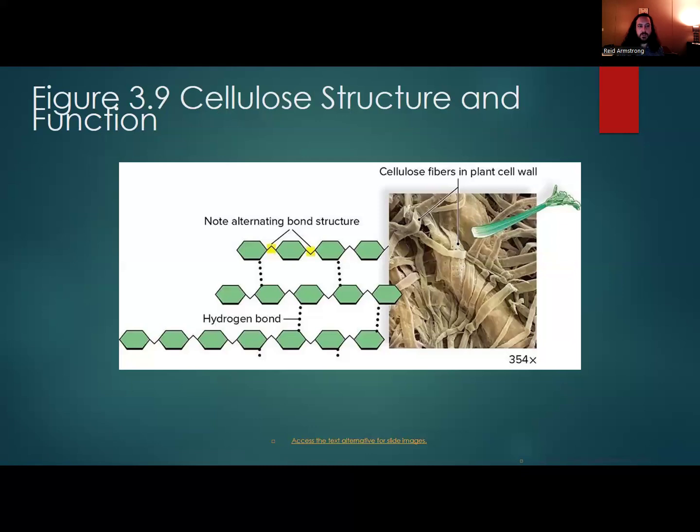And there are just some pictures of cellulose fibers with alternating bonds that make them a little bit stronger and harder to break. Very neat, I suppose.